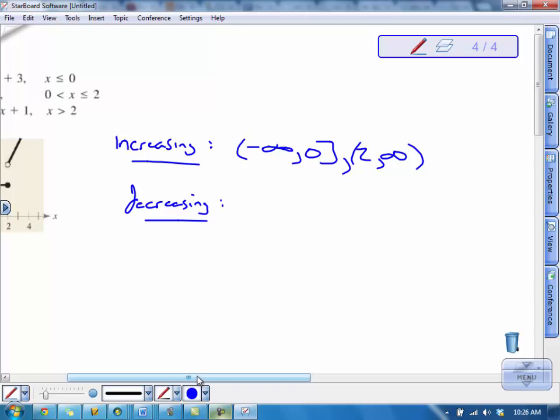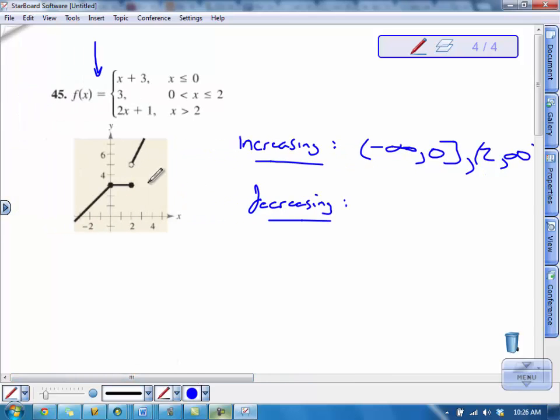Decreasing, then it's not decreasing anywhere. No places where it's decreasing. Constant is the last thing we need to communicate. It's constant here in this range from 0 to 2. And you can include both those endpoints because it's the same value at those endpoints. So it's still, all the y values are still 3 at any of these points.